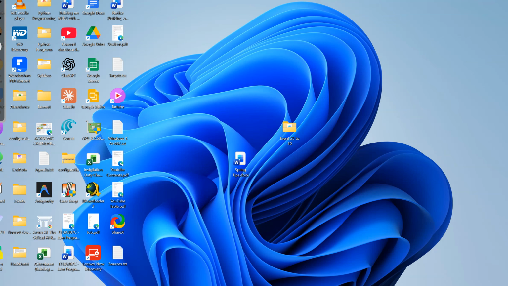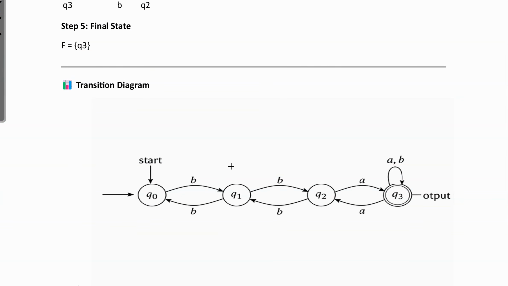Okay. Now let me correct it. Give me a few seconds. Alt tab. Yes. So let us see. So this is not symbol B. This will be A, right? And when we apply the symbol B, we get the same starting state, right?